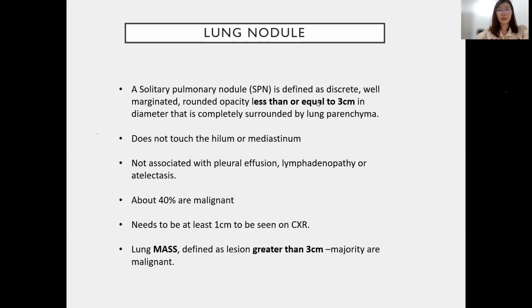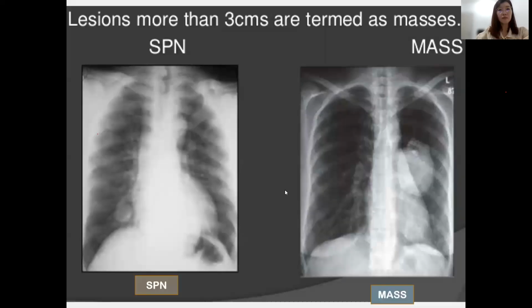Okay, and then it is in the lung field, it won't touch the hilum or mediastinum. Later I'll talk about the mediastinal lesion. Then a solitary lung nodule is always not associated with pleural effusion, lymph node, or atelectasis. 40% are malignant, and only nodules more than 1 cm can be well seen on X-ray. Okay, so these are nodules here on the left side, just as an example, and then these are masses. Okay, no one should miss this big mass here.